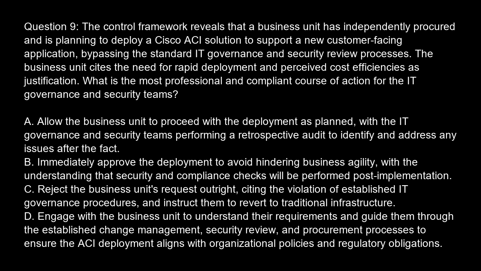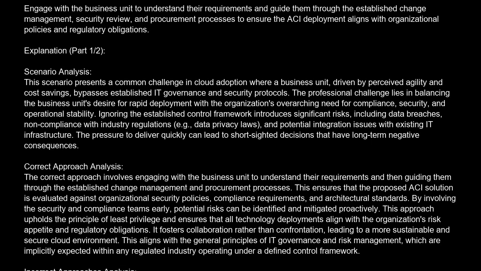Option C. Reject the business unit's request outright, citing the violation of established IT governance procedures, and instruct them to revert to traditional infrastructure. Option D. Engage with the business unit to understand their requirements and guide them through the established change management, security review, and procurement processes to ensure the ACI deployment aligns with organizational policies and regulatory obligations. The correct answer is D.